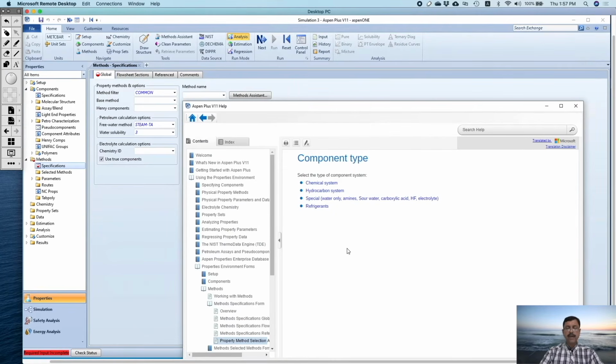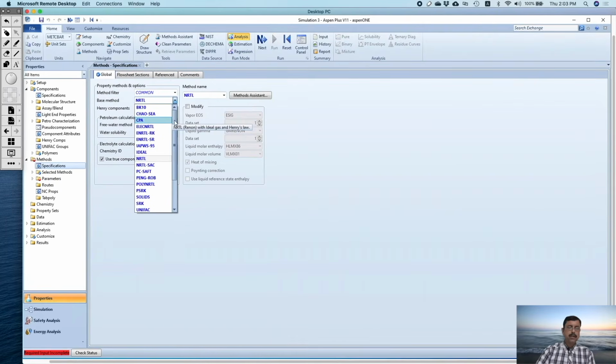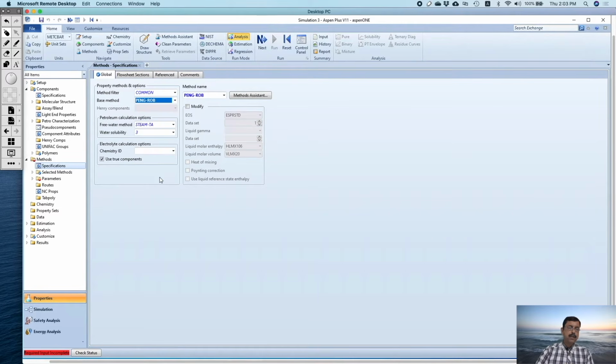So for instance, if we have hydrocarbons in the system, then we have hydrocarbon mixtures. Does the mixture contain a petroleum assay or pseudo components? You can say yes or no. Suppose we say no, we do not have. Then these are the options that we have: Peng-Robinson, SRK, LK-Plok, etc. For instance, if you choose the Peng-Robinson equation of state, then by default the method name will come as Peng-Robinson equation of state.